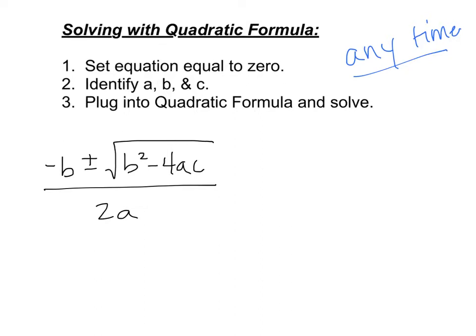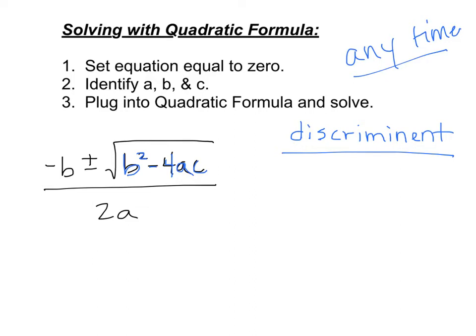Now, there's a really important part to this equation. This super important part is right here. It's the b squared minus 4ac. The number that you get when you do b squared minus 4ac is called the discriminant. What the discriminant does is it tells you exactly how many and what kind of solutions you're going to get. So basically the discriminant is a number.